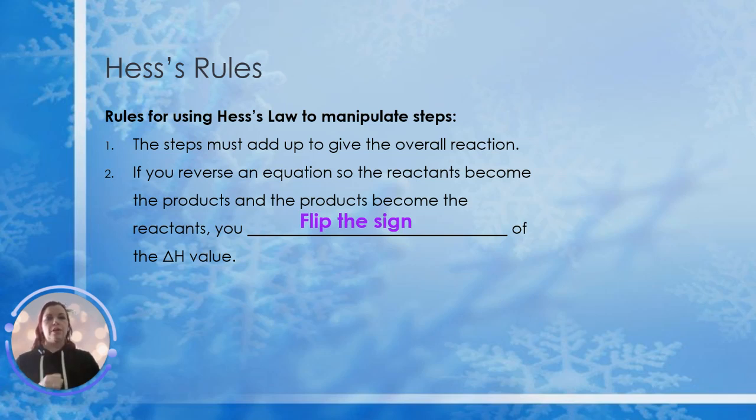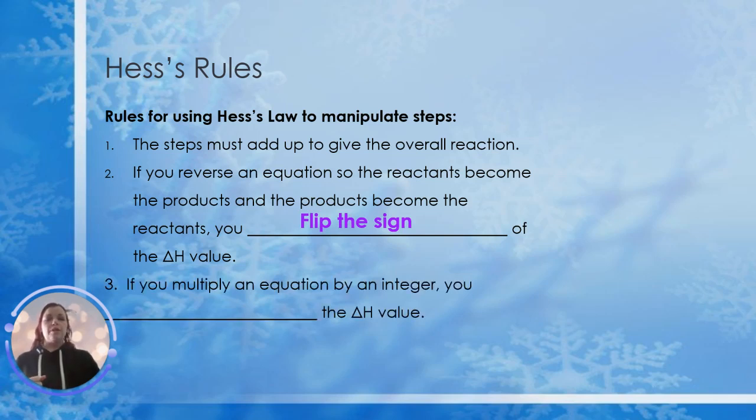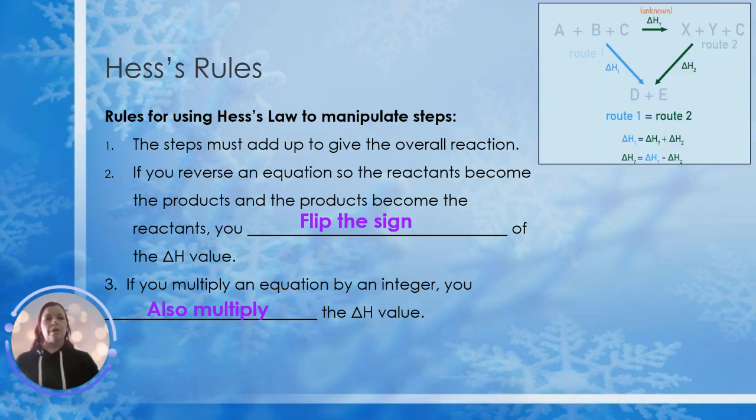You've just inverted it. If you multiply an equation by an integer, you also multiply the delta H value by that same factor. Okay, so in this case, you can see we've got route 1, we've got route 2. Route 1 is equal to route 2. So you can go either way here. So then delta H1 would be equal to something plus delta H2, and then you can rearrange and solve for that.